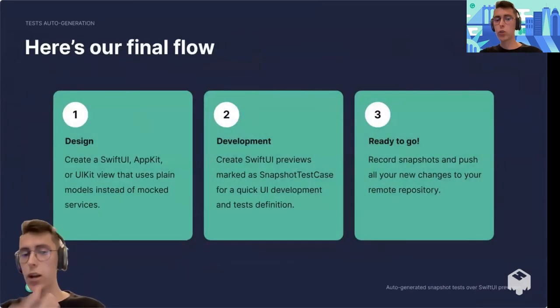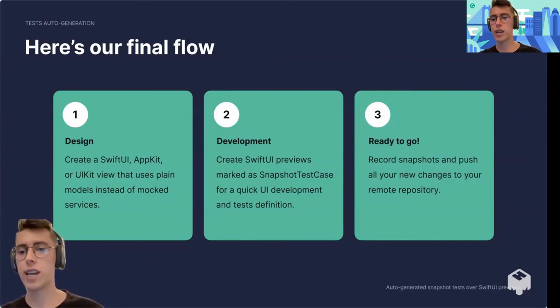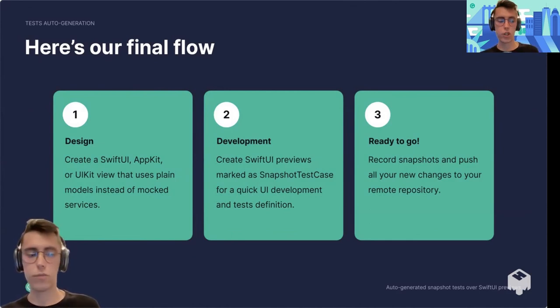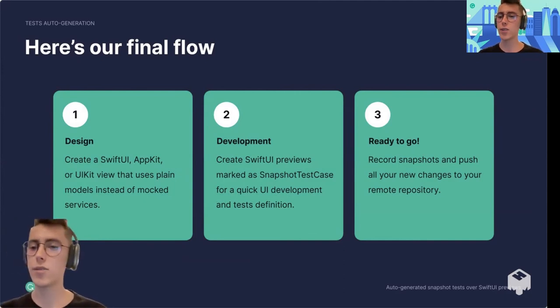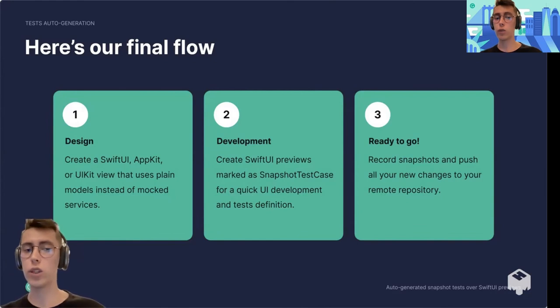Yeah, so getting back to our flow, as you can see, we just completely removed the testing step, because right after we develop our SwiftUI previews and mark them as snapshot test cases, that test case will automatically be run for them whenever we run a test. So all we have to do is just trigger our test and our snapshots will be generated. Of course, we don't exclude tests for business logic, integration tests, UI tests, etc. But at least we managed to get rid of one tiny step: writing and supporting snapshot tests.